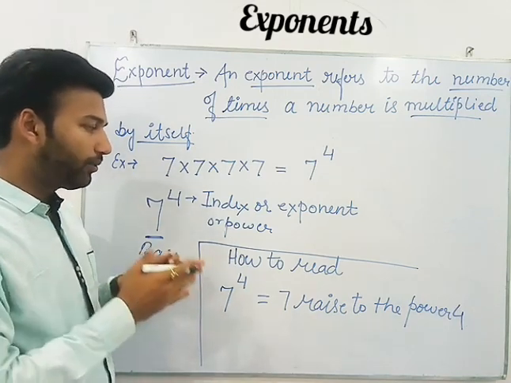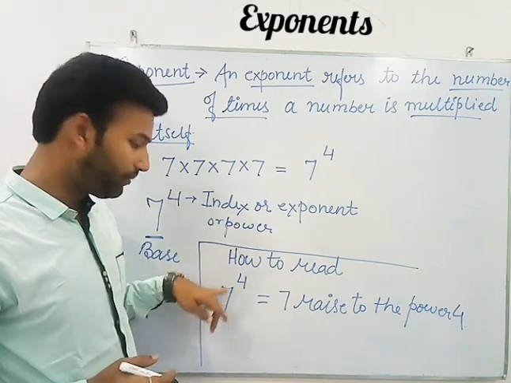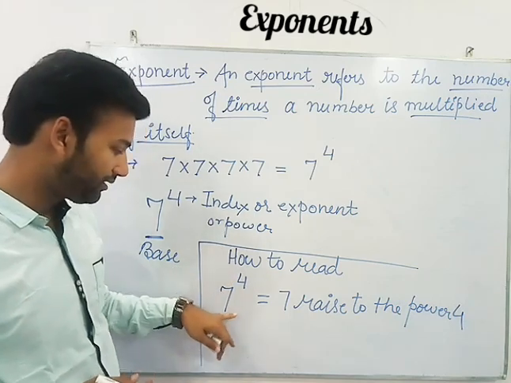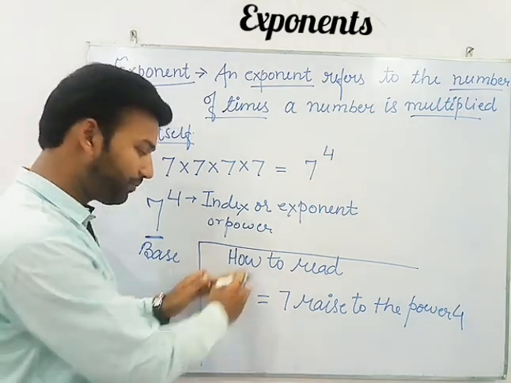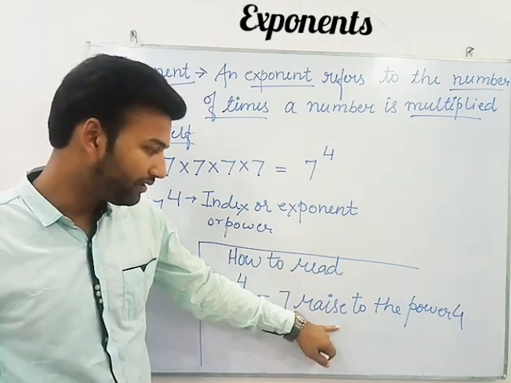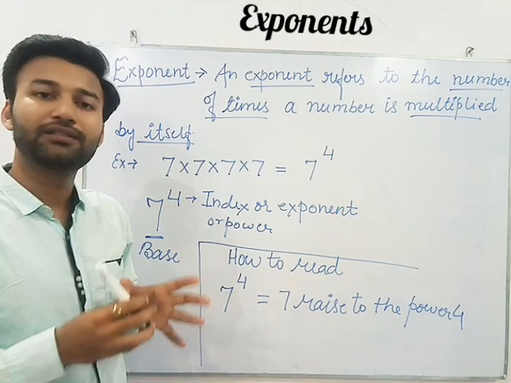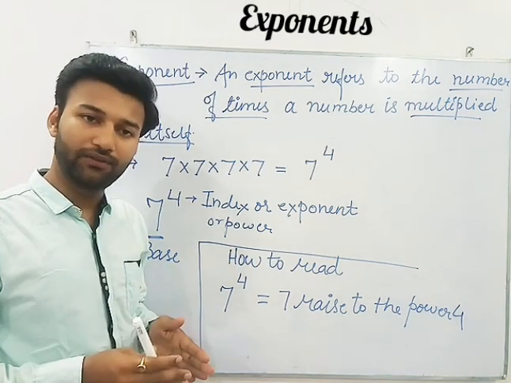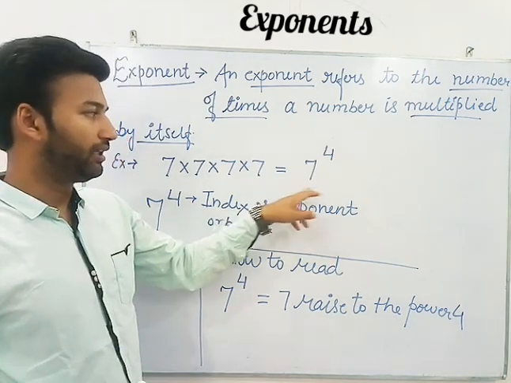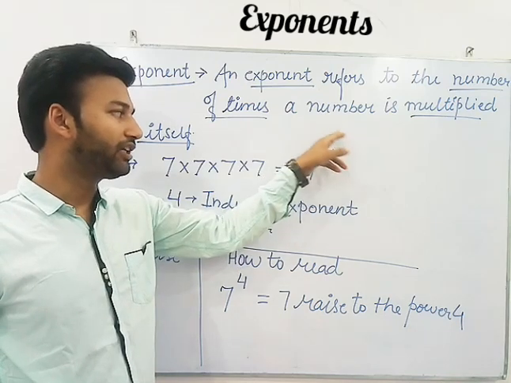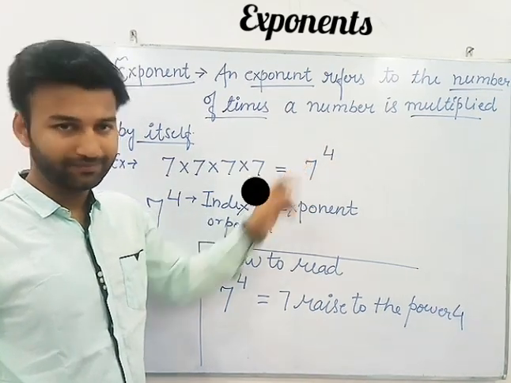One more thing, how to read this number. We can read it like this: 7 raised to the power 4. Or we can read it as 7 to the power 4. Now 7 to the power 4 is the exponential form.